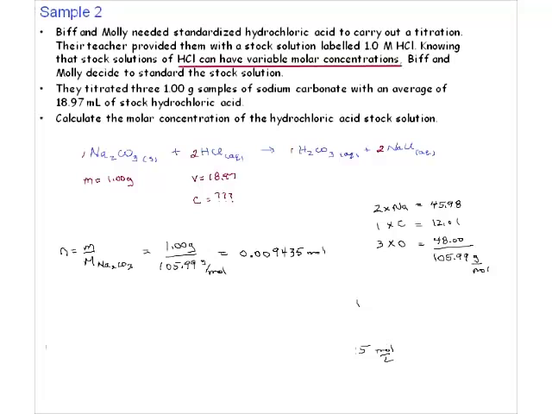N equals mass over molar mass. So it's 1 gram divided by 105.99. That's the number of moles of sodium carbonate. Now when we look at the mole ratio here, we have to be careful because it's a 1-to-2 ratio. For every one of these, I need twice as much of this. So this is required over given. Required over given. So it's a 2-to-1 ratio. We need twice as much hydrochloric acid. And there we go. That's the number of moles of hydrochloric acid.